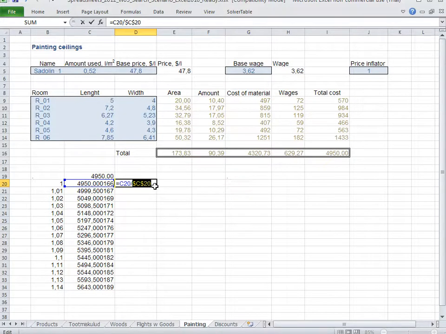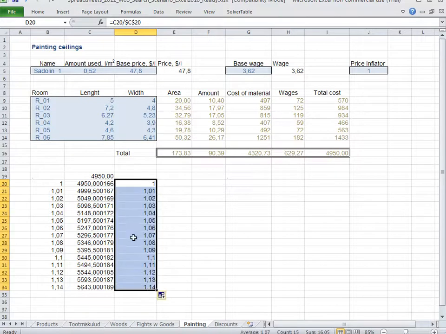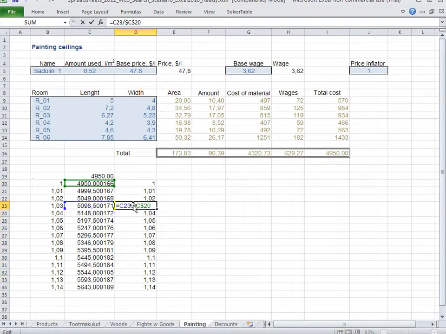So when we now copy it, what's going to happen is it's going to always take the current cost and divide it by the first cost, which means that, as we see, for instance in the third scenario, the costs have gone up to a multiplicator of 1,03, which means the costs have gone up 3%.